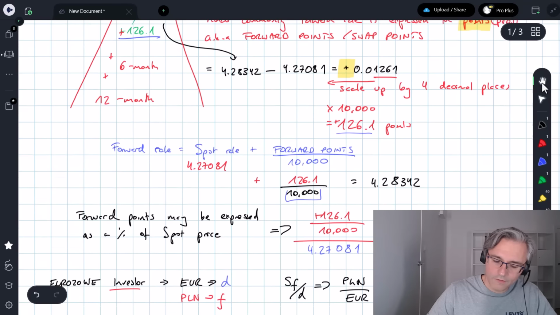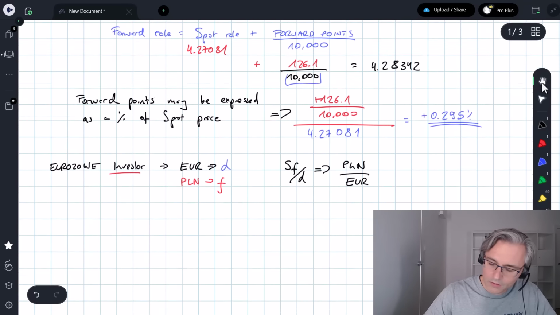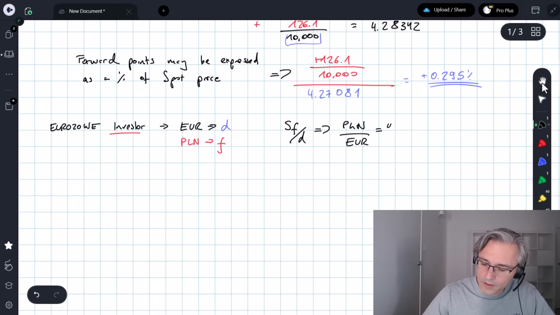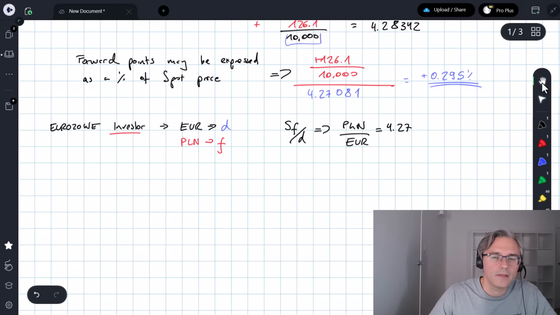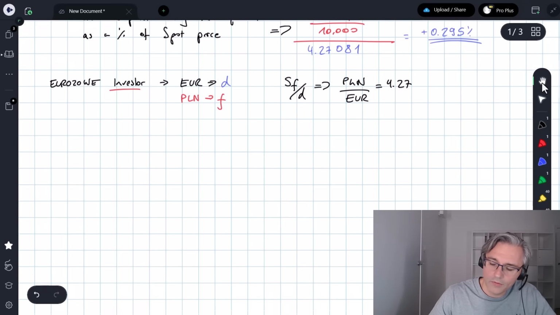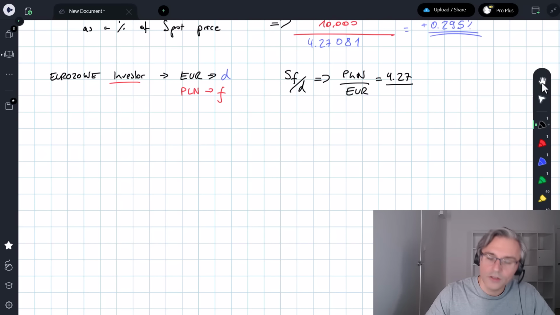which I gave you before up here, the spot rate, the S rate, was 4.27 something. I'm just going to round it up to 4.27. We don't need so much detail, at least not in this little conceptual example. Okay, having the PLN, the Polish zloty, above the euro in terms of notation means this is how many Polish zloty you get per €1, per euro. Okay.